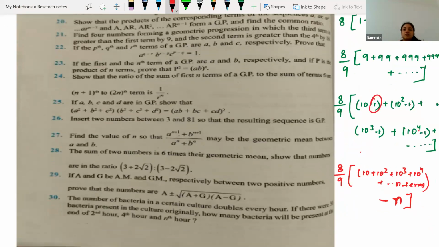I'm talking about this negative 1, this negative 1, this negative 1, till n times we are having negative 1, negative 1, negative 1. So can I say it will be minus n?